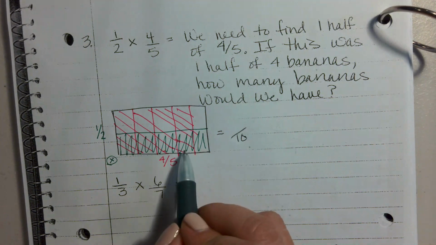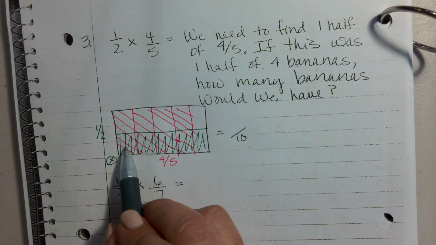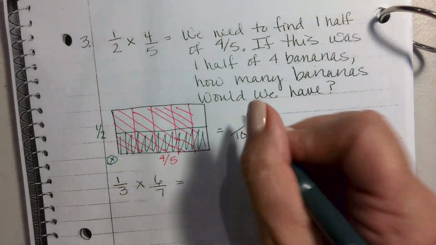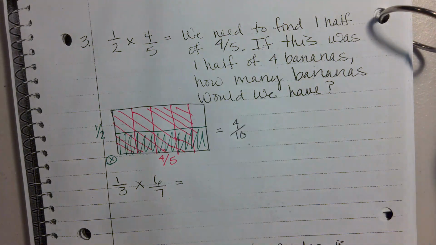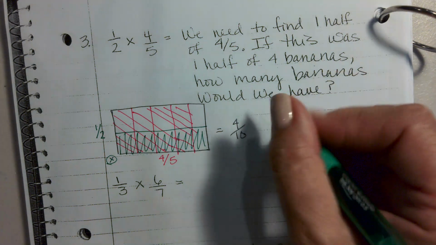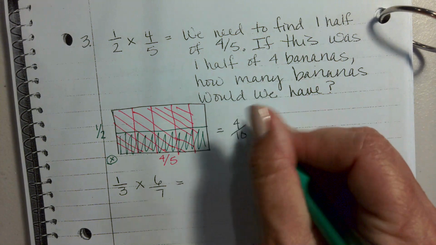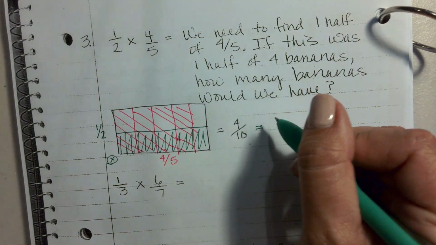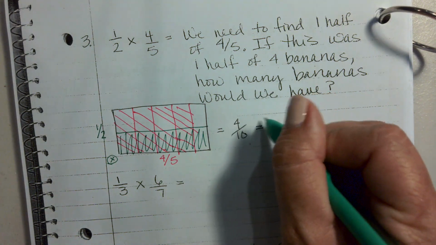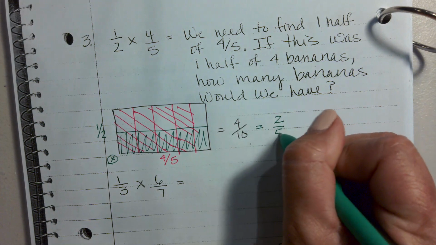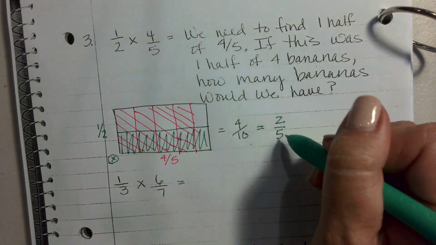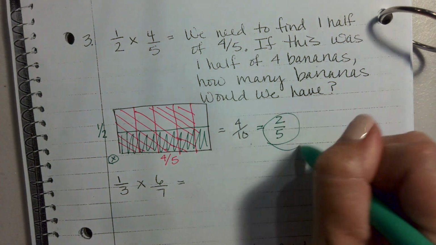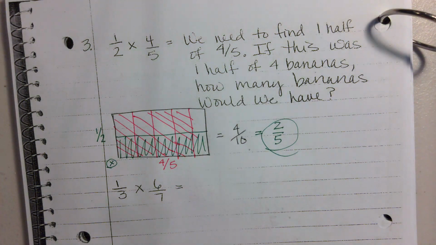And how many of those tenths are double shaded? 1, 2, 3, 4, right? So 4 tenths. But 4 tenths is going to break down to what? It's going to reduce to simplest form down to 2 fifths. And that's what we said, right? Okay. Coming along nicely.